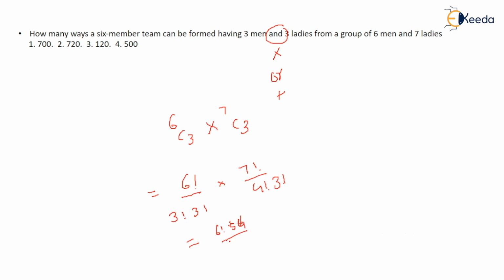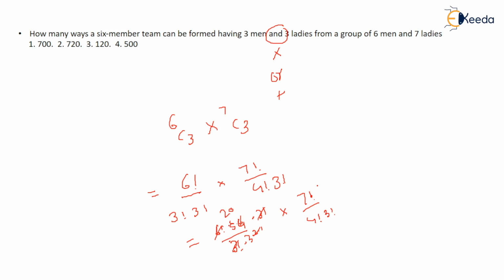Sorry, 4. So this 6 can be cut. And this 3 factorial will cut. Next, 3 factorial. And how does this 6 cut? 3 into 2 into 1. This will equal 6. So 5 into 4, that is 20, into 7 factorial upon 4 factorial into 3 factorial.